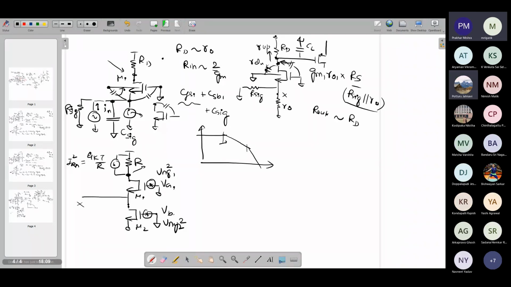Sir, am I audible? Yes. Sir, the current will be VNG2 square into GM2 square, and then the voltage drop will be, we will multiply by R square. Okay, fine. At least I got some answer.